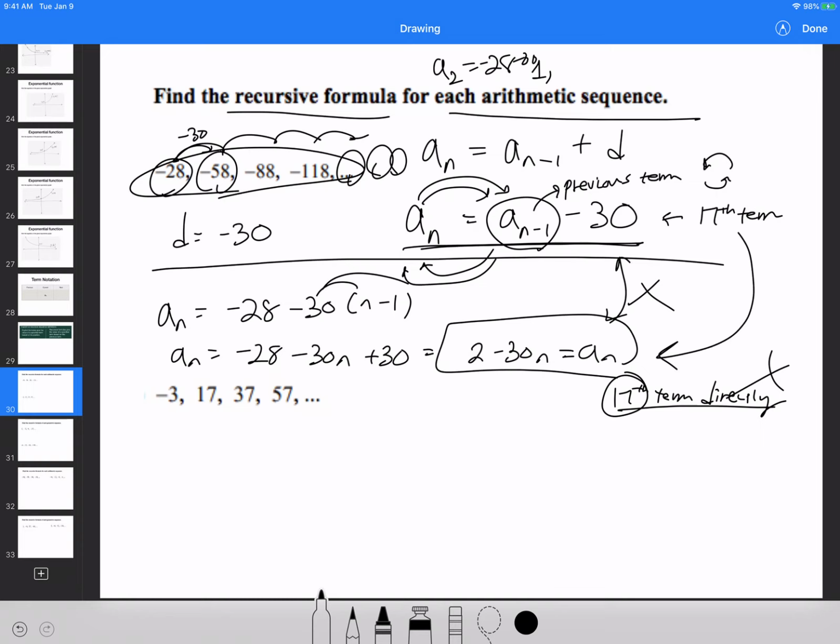So that is not really the useful part of it. But then what's the whole purpose of it? I just need you to know how to make the recursive formula in the first place.